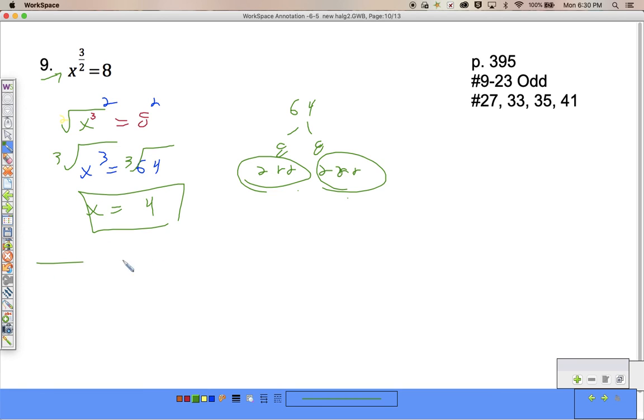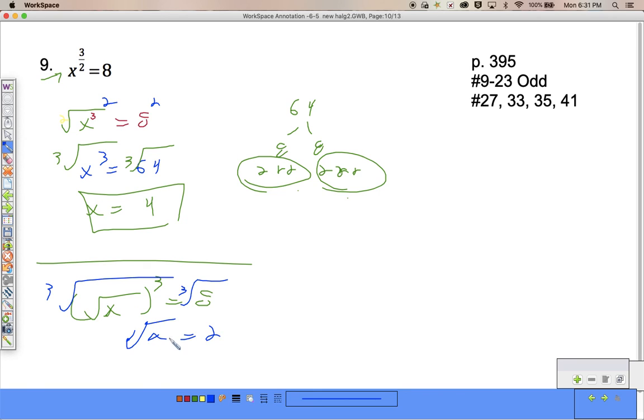You could have also written it as the square root of x to the third. No, I'm sorry, back up a sec. The square root of x cubed equals 8. All right, writing it with the exponent on the outside. Cube root both sides. Then square both sides, and you get to the same place. So putting the cube root on the inside, you need to square first. Putting the cube on the outside, you need to cube root first. But both get you to the same point.